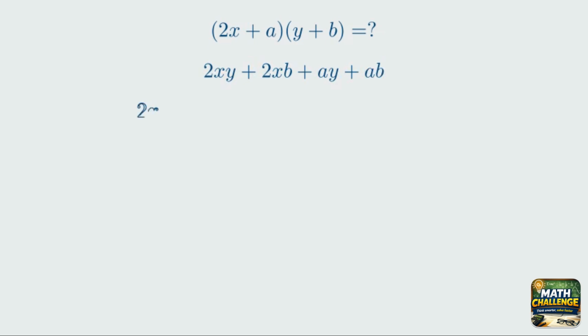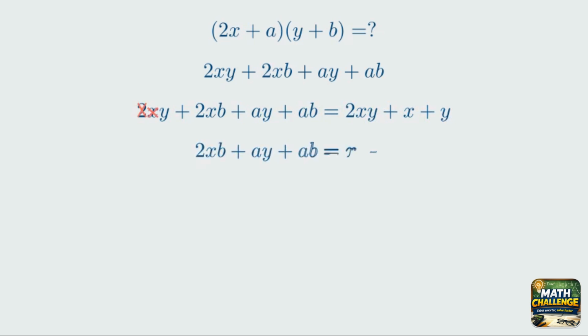Based on the 2xy term, a logical first guess for our binomials would be 2x plus a constant, let's call it a, times y plus a constant b. Let's FOIL this out to see what it gives us. FOIL, as you might remember, stands for first, outer, inner, last. So we get 2xy plus 2xb plus ay plus ab. We want this to be equal to our original left-hand side, which was 2xy plus x plus y. So we are setting 2xy plus 2xb plus ay plus ab equal to 2xy plus x plus y. The 2xy terms cancel out, leaving us with a much simpler equation. We need to solve 2xb plus ay plus ab equals x plus y.